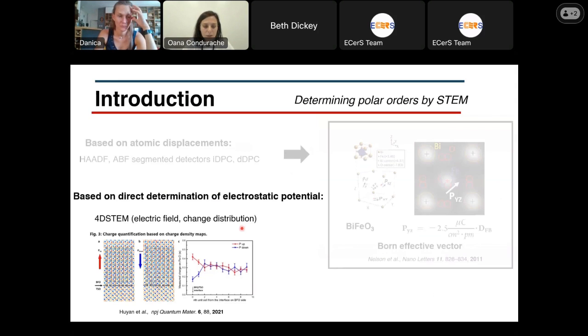And this is just to mention that there are also more straightforward ways, for example, for this STEM, which can directly map the electrostatic potential. However, everything I'll show you today is done mostly from atomic displacements.